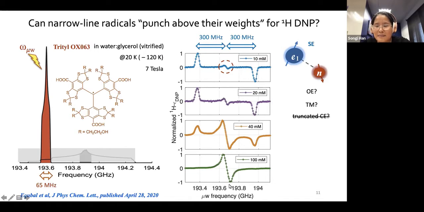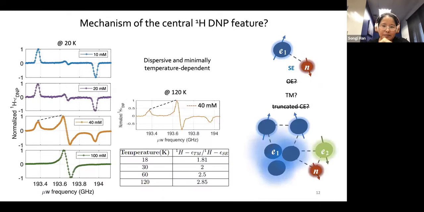What is this? Is this the Overhauser effect? Is it a thermal mixing effect? Well, it is not the truncated cross effect. I can tell you that, at least by the way we have defined the truncated cross effect, which we introduced a while ago, when you have one radical and another invisible radical that's broadened, but that comes from the g-factor from a different radical type. We don't have here any other radical other than trityl, so I just cross it out here. So what effect is it?